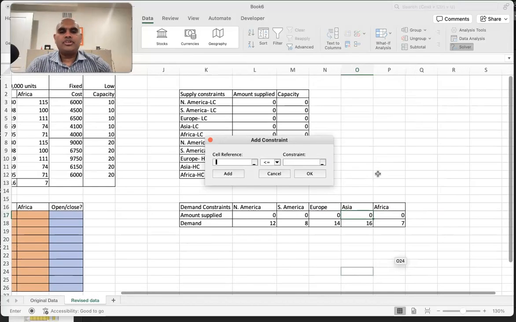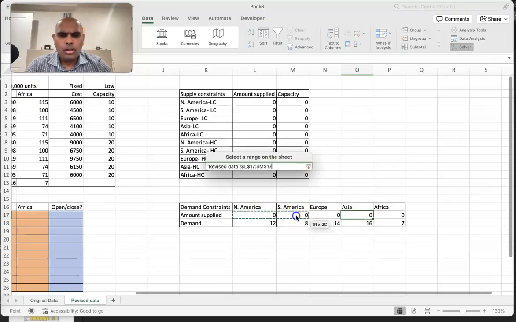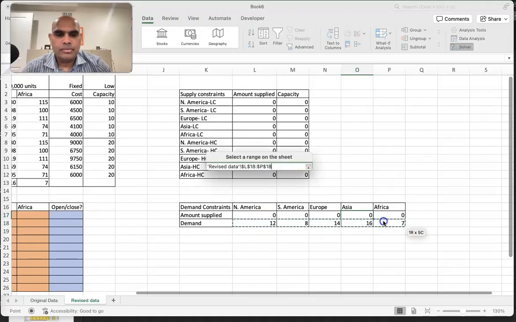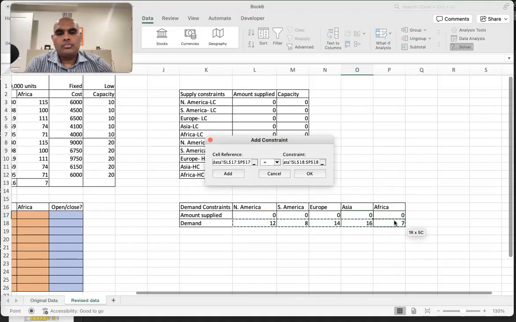And now the demand constraint, we say that all the demand values, so all the amounts that are supplied to the different demand regions, North America, South America, Europe, Asia, and Africa, the top row has to be equal to, so this time it has to be exactly equal to, not less than. If you do less than, you'll just get zeros, right? Exactly equal to the constraint, which is demand, right? So all of these numbers have to be exactly equal to the numbers below that.